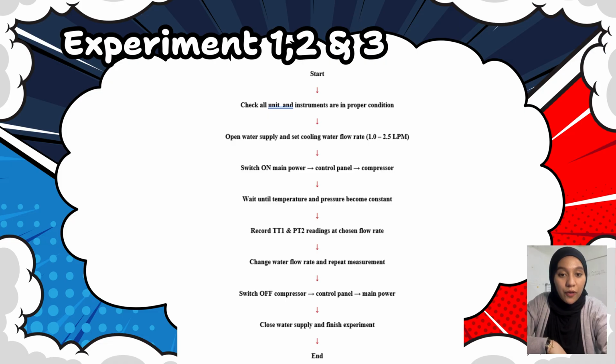So we change the water flow rate and repeat the experiment. During the shutdown procedure, we switch off the compressor, control panel, and lastly, the main power. Don't forget to close the water supply and end the experiment.